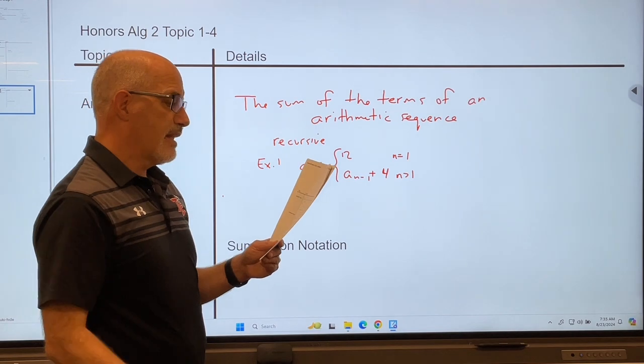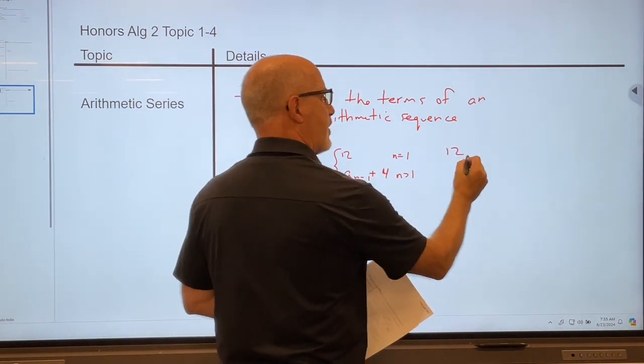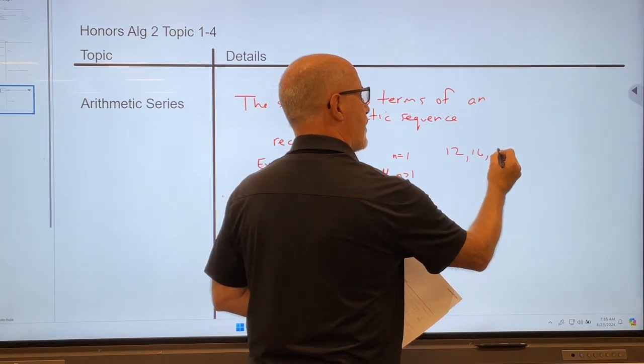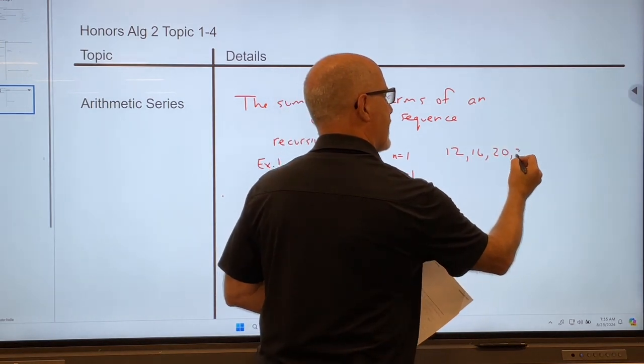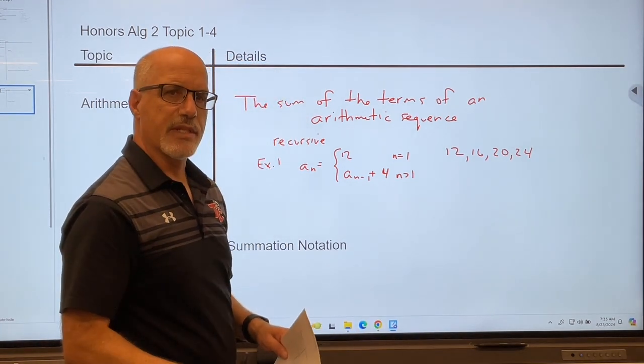All right, now this sequence would be just 12 to start with. Add 4, you get 16. Add 4, you get 20. Add 4, you get 24. This is the first 4 terms of the sequence.